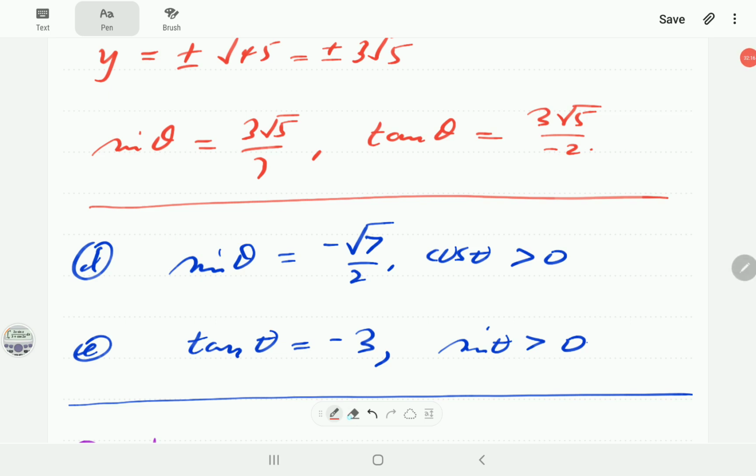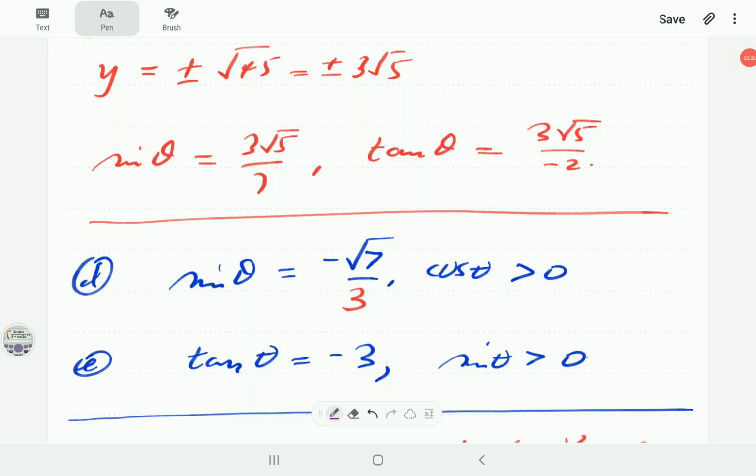Okay, just one typo here. This is supposed to be √7 over 3. So this is over 3 here. Sorry about that.